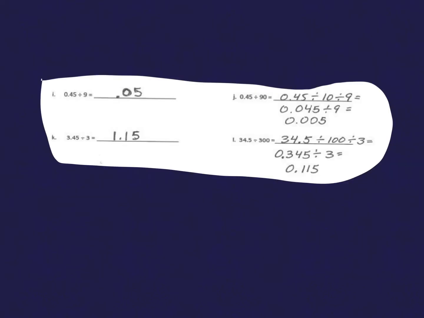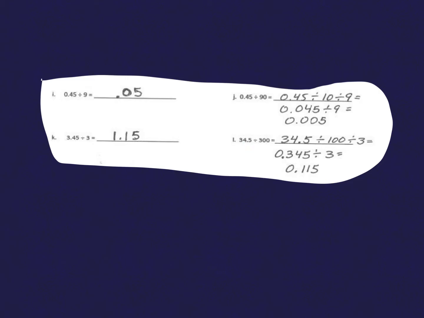So here we have the answers right here for I. We got 0.05. And over here, it's the same answer, but the decimal moved over one more place. We got 0.005, or 5 thousandths. This is 1 and 15 hundredths, and over here, it's divided by 300. So that decimal is going to move over and be 0. Oh, this also changed, by the way. So it was divided by 300, but this decimal moved over one spot too.